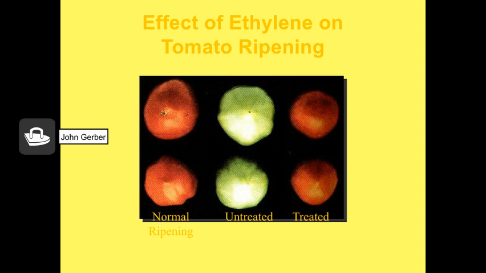When ethylene is given to mature green tomatoes, they'll ripen faster. They won't taste as good, but they will turn red. Here, the fruit in the middle are mature green tomatoes, and these fruit on the right are tomatoes of the same age that were treated with ethylene to encourage them to ripen faster.